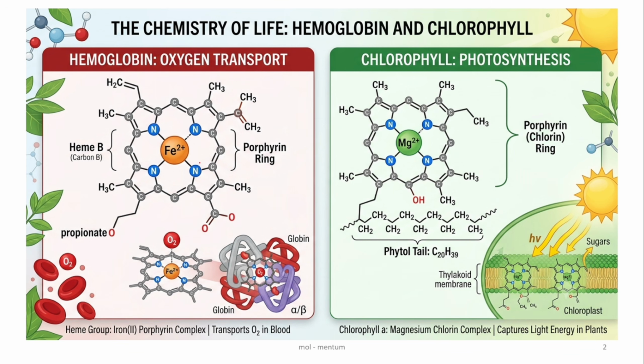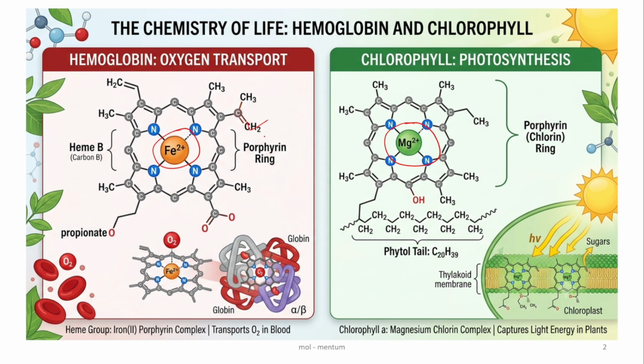Take a look at these two molecules. So look at the difference. Just look at this metal ion, magnesium on chlorophyll and iron in this case. Ignore these outer edges, this porphyrin ring, for a second.